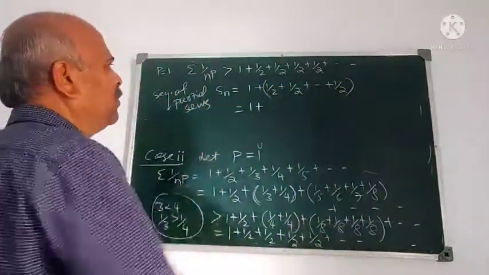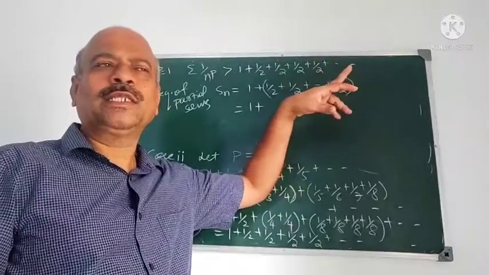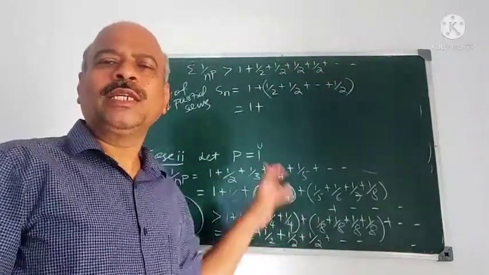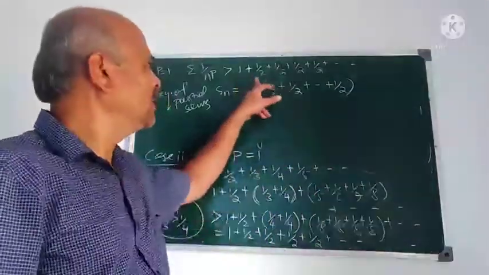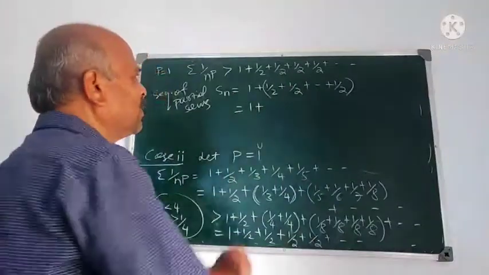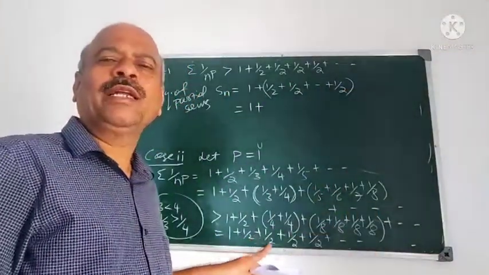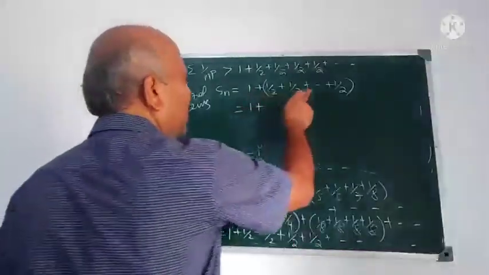Because Sn means we take the first n terms. You have studied that by definition, when do you say that a series converges? If the sequence of partial sums converges, then the series converges. What is the sequence of partial sums here? It means we form a sequence by taking the sum of the first n terms, 1 plus 1 by 2 etc.